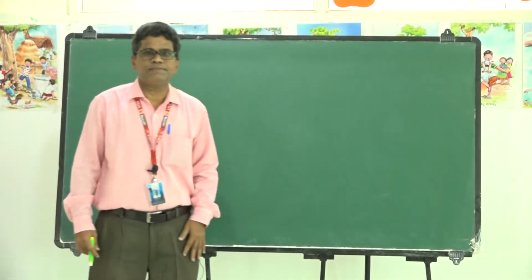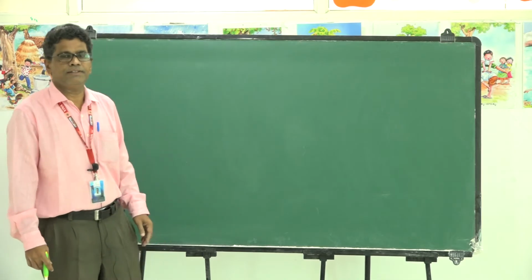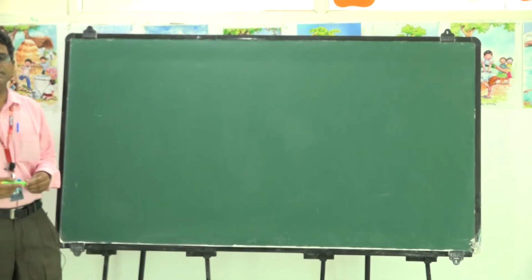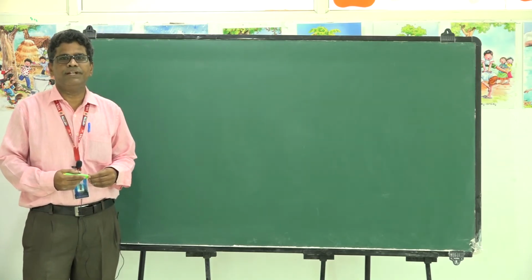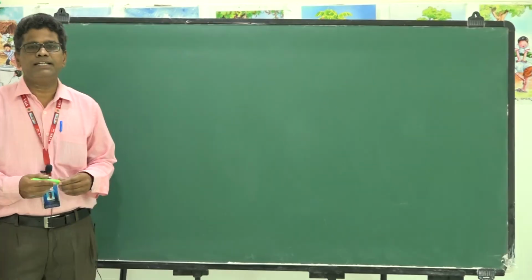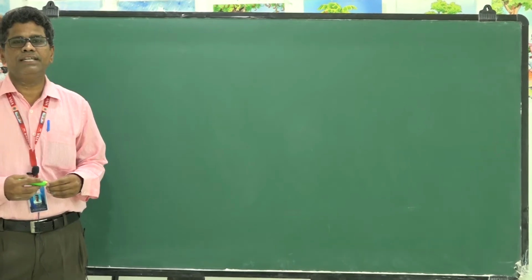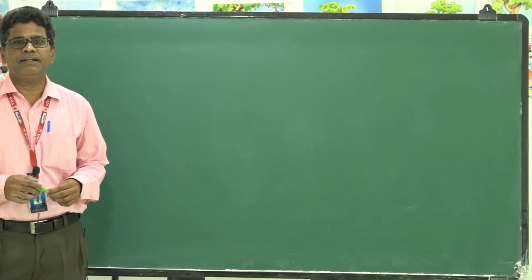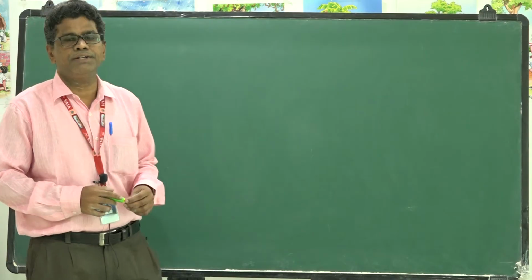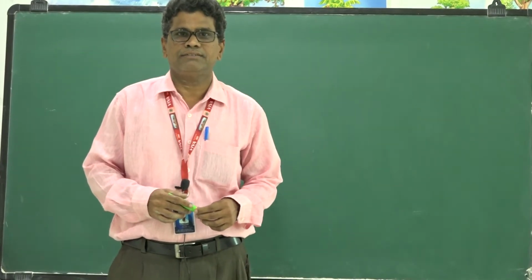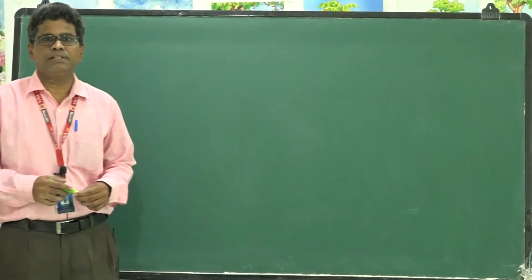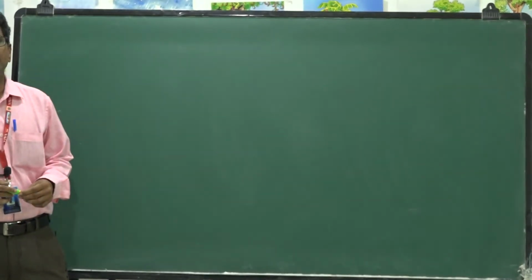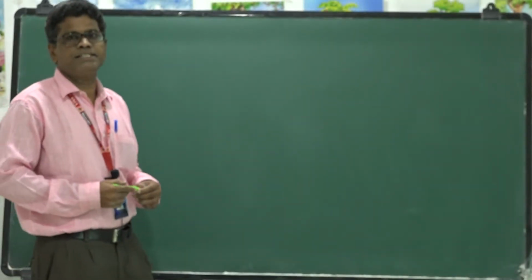Hi students. Yesterday we learned vectors. We started vectors, defined vectors and looked at examples. We saw how a vector is represented and how we can calculate its magnitude and its direction with some examples. In today's class, we are going to see how these directions are represented.